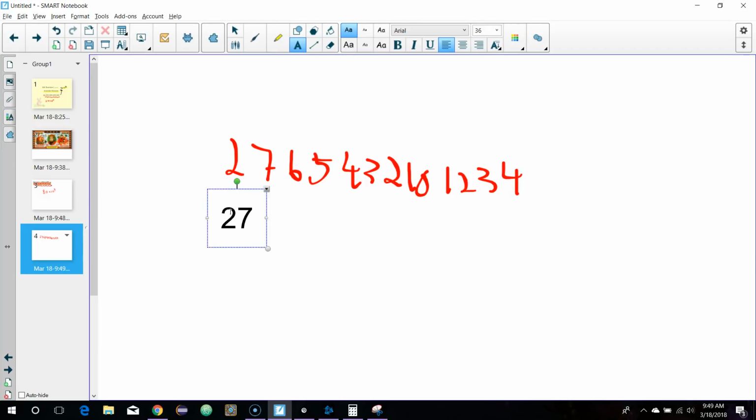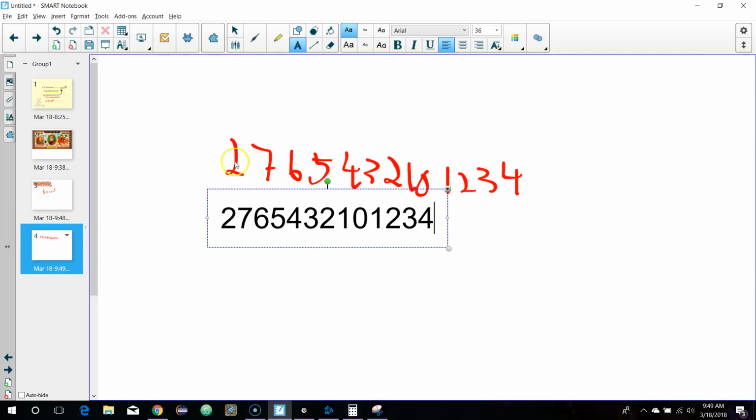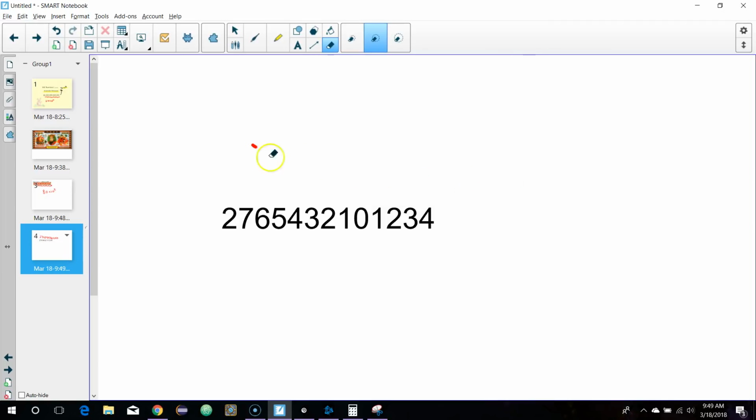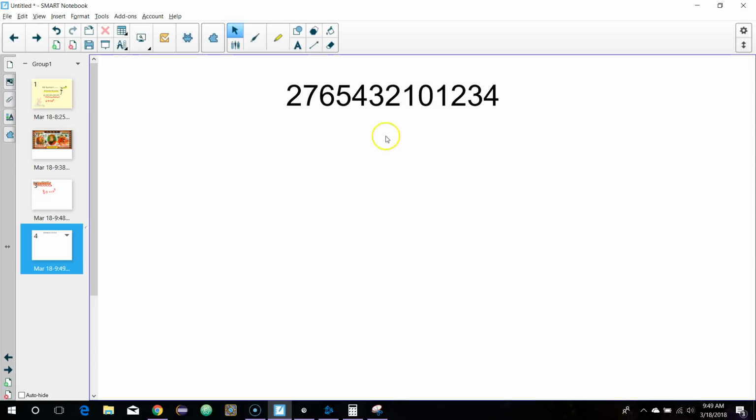2, 7, 6, 5, 4, 3, 2, 1, 0, 1, 2, 3, 4. It's just a random number. I made that up. I want to turn that into scientific notation. That's what they will ask you to do, turn something into scientific notation, or assuming you can do this.